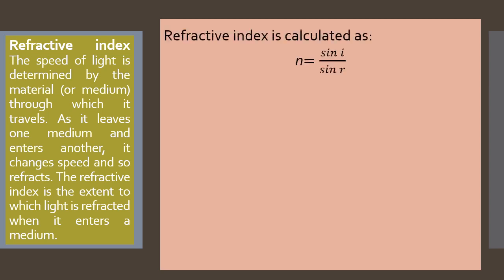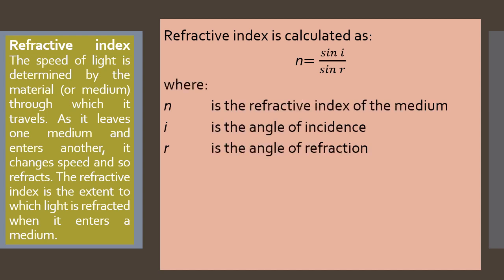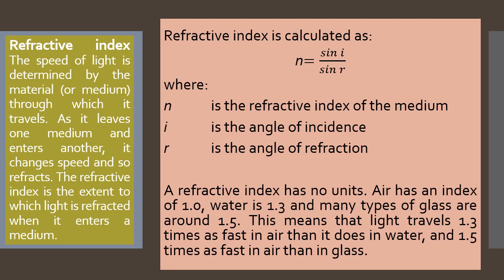Refractive index is calculated as n = sin i / sin r, where n is the refractive index of the medium, i is the angle of incidence, and r is the angle of refraction. A refractive index has no unit.